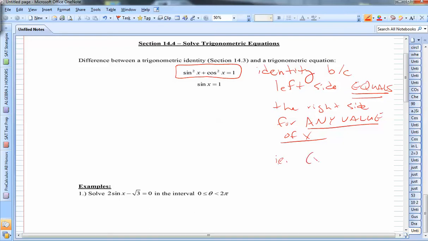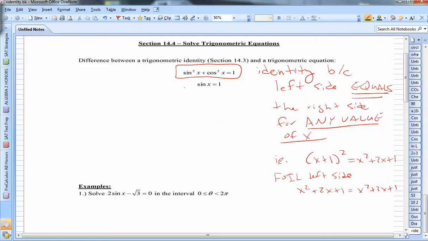For example, say I presented you with something like this. This would be an identity because the left side and right side are always the same. If we were to FOIL the left side, they're always just going to be the same, and so any value of x would always make that true.